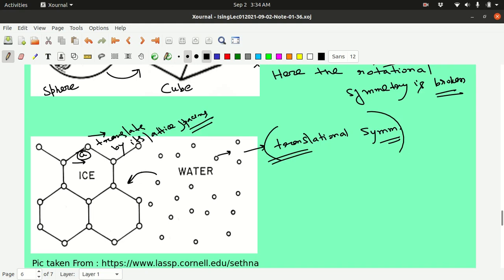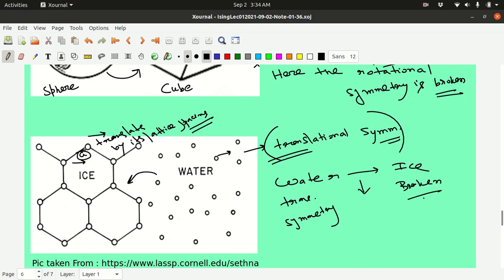So water to ice, you have broken. So here you have translational symmetry, but here broken. So symmetry is broken, translational. No symmetry is there. So here you can write translational symmetry is broken, because there is no symmetry.